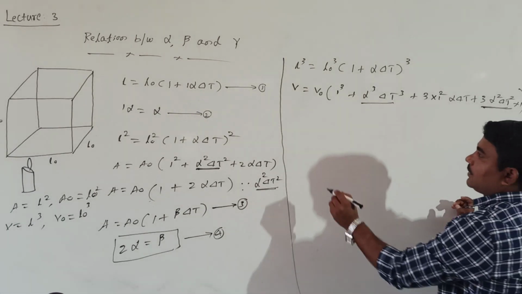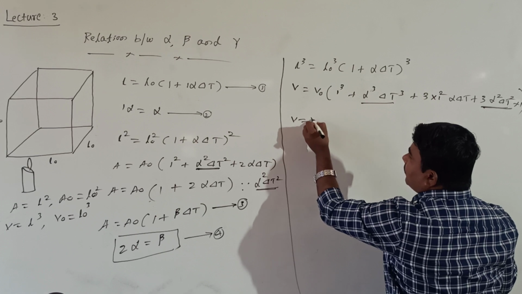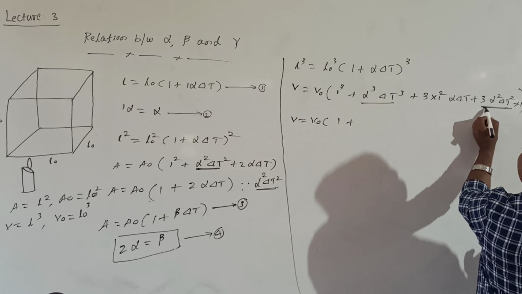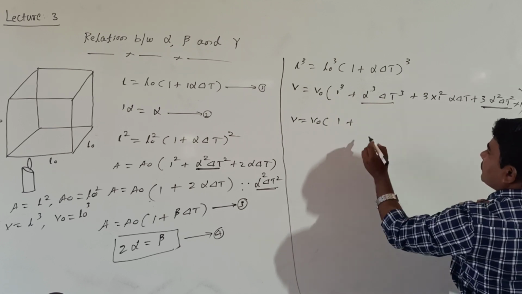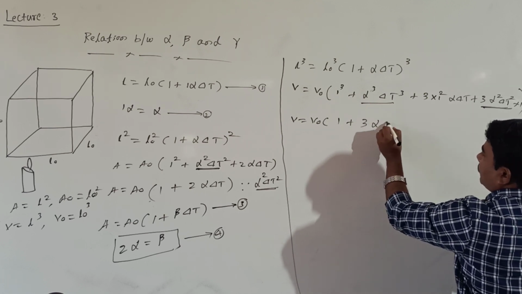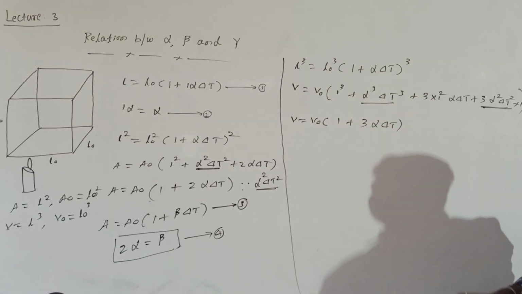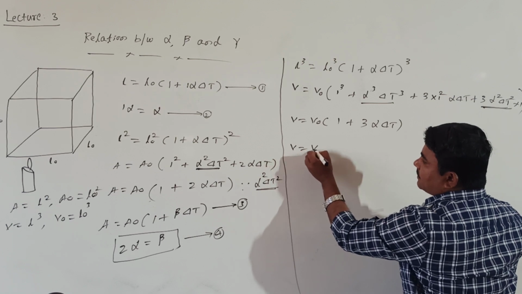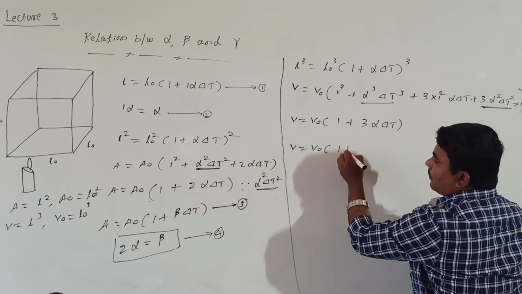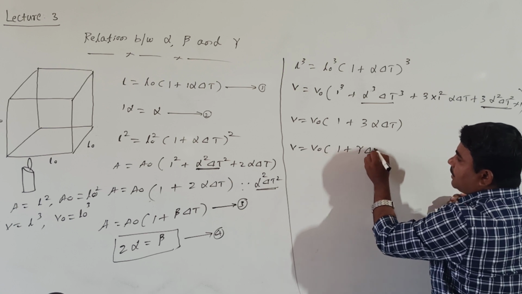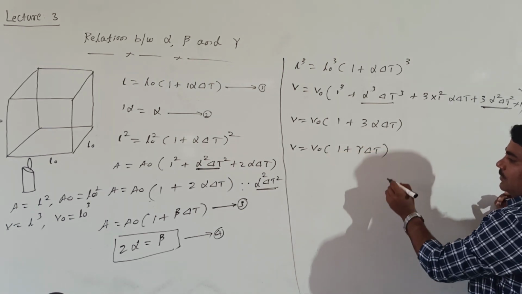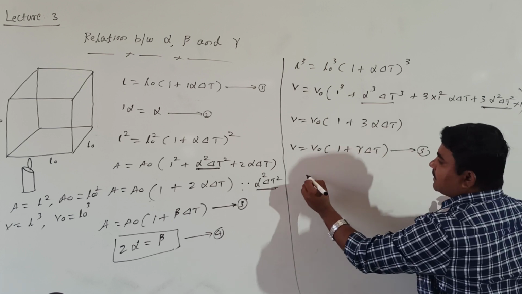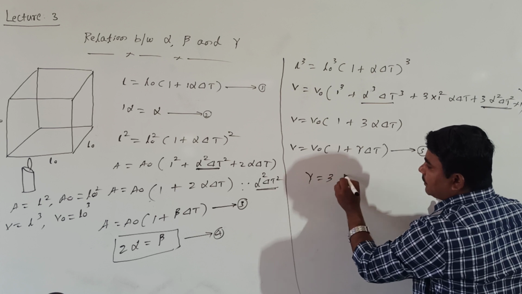Then what happens here? What is remaining? V is equal to V naught into bracket 1 plus 3 alpha into delta t, since the other terms are neglected. Right. How is this similar? This is similar to V is equal to V naught into bracket 1 plus gamma delta t. Shall I call this equation number 5? Here gamma is equal to how much? Gamma is similar to 3 alpha.